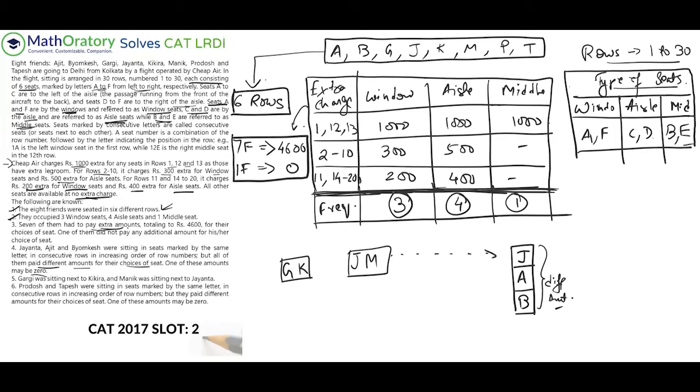That's all. And finally, what we know is the last information: Pradosh and Tapesh were sitting in seats marked by the same letter in consecutive order. So it's similar to that point number 4, just it's about two people, right? So we have Pradosh and Tapesh, these two people, same letter, consecutive in increasing order, and also paid different amounts. So this is absolutely the same kind of information, right? So different amount. Okay, so that's got to be about amounts.